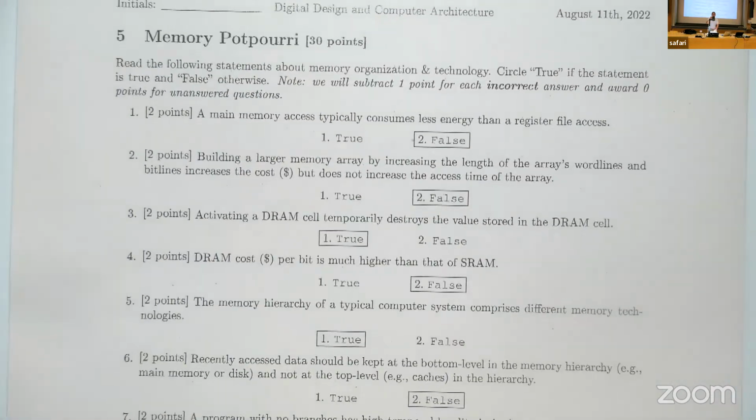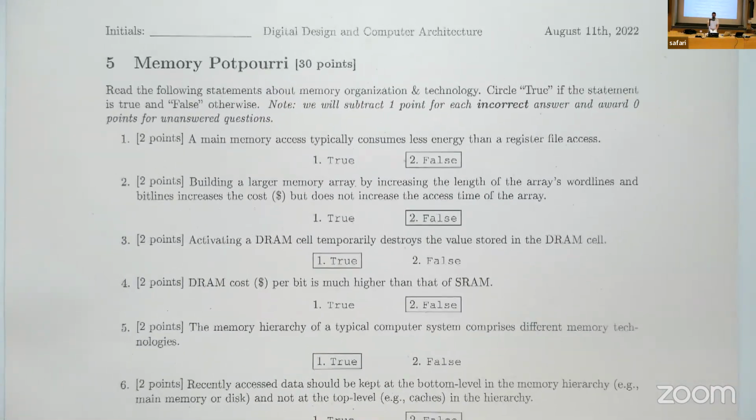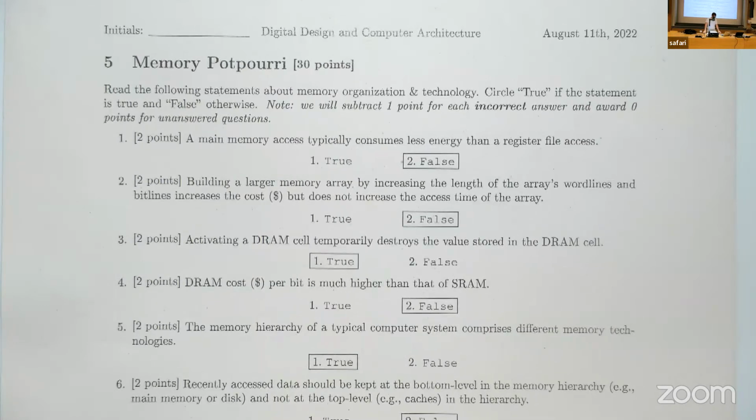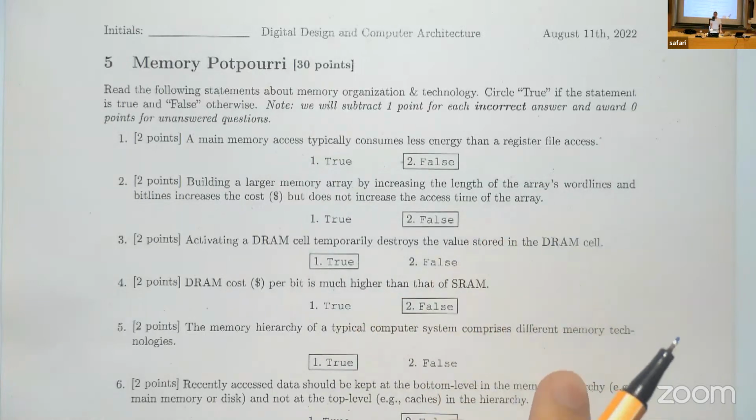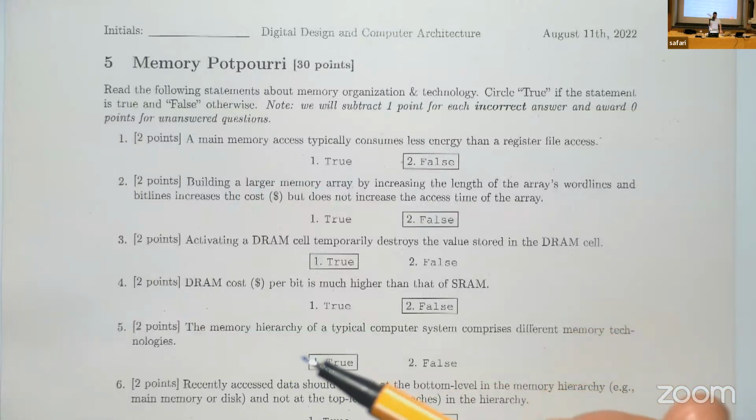Hello. So this is another true-false question. Before I start with the questions, the policy for these sorts of questions is basically: if you circle the incorrect answer, we deduct 1 point. If you do not circle any of the answers, if you leave it blank, you don't get any points. And if you do it correctly, you get 2 points for each true-false question.